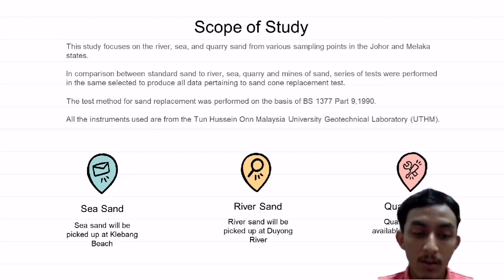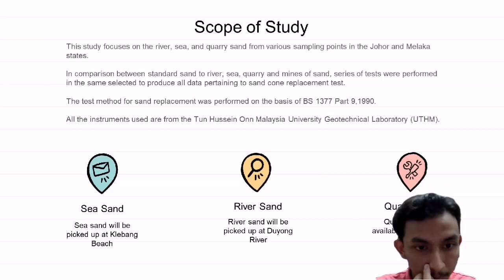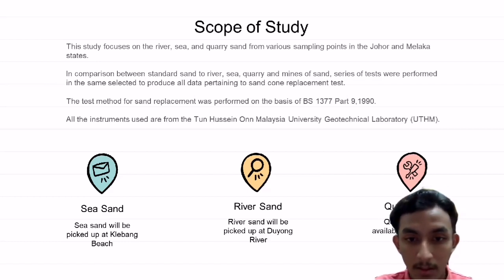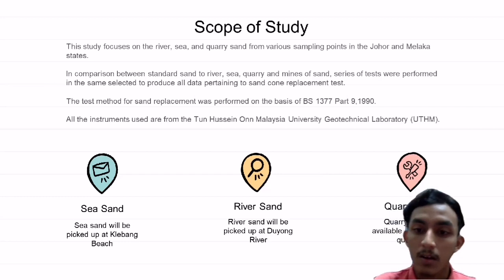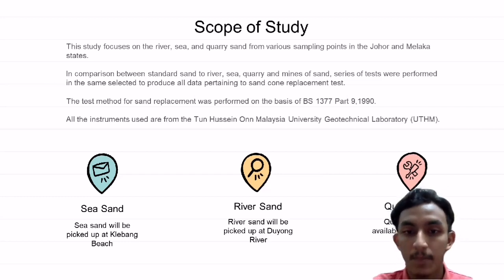For sea sand, we get the sand from Lebang Beach. For river sand, we pick it up at Duyung River. And for quarry sand, we pick it at Shah Alam.